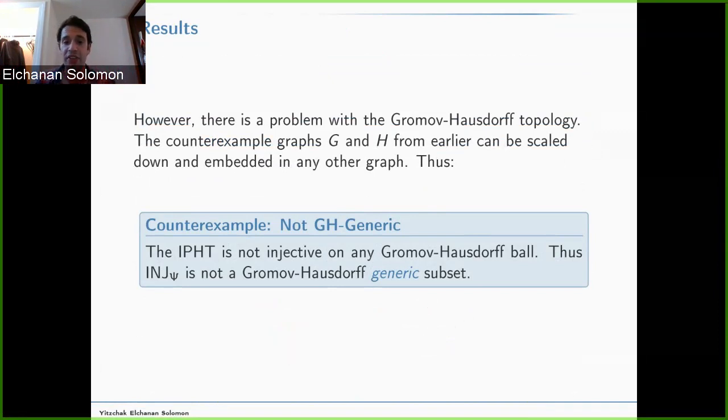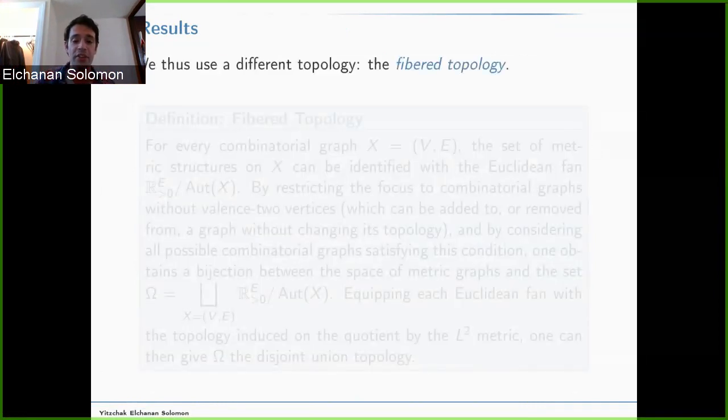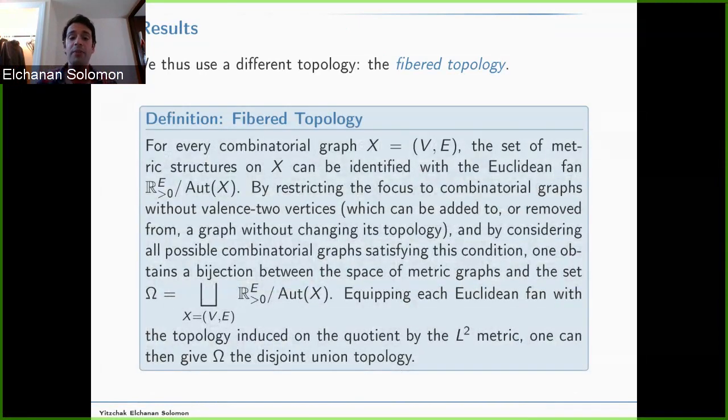Which tells us that in a certain sense, the Gromov-Hausdorff topology might not be the right topology to frame an injectivity result here. And we're going to look to a slightly different topology on the space of graphs, in which we can say something more. So a slightly finer topology with more open sets. So this is the fiber topology. It has a bit of a long definition, but I'll just explain the definition.